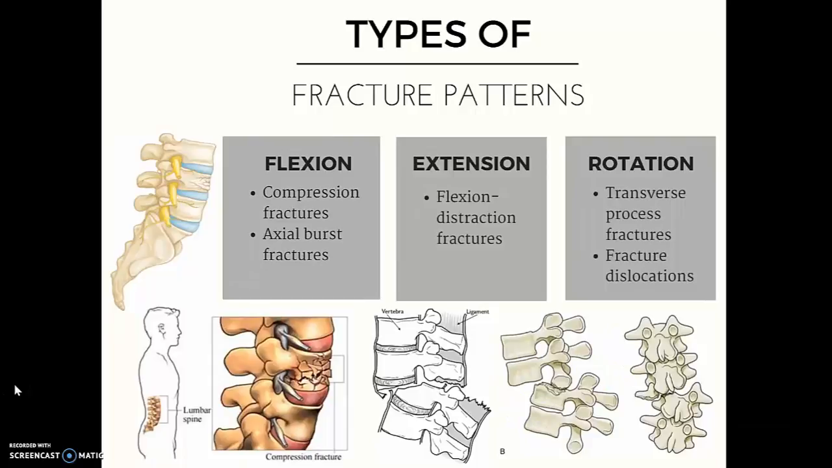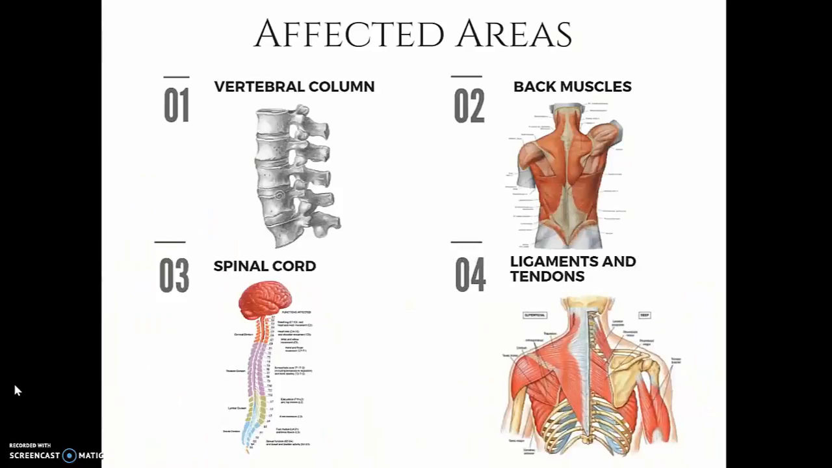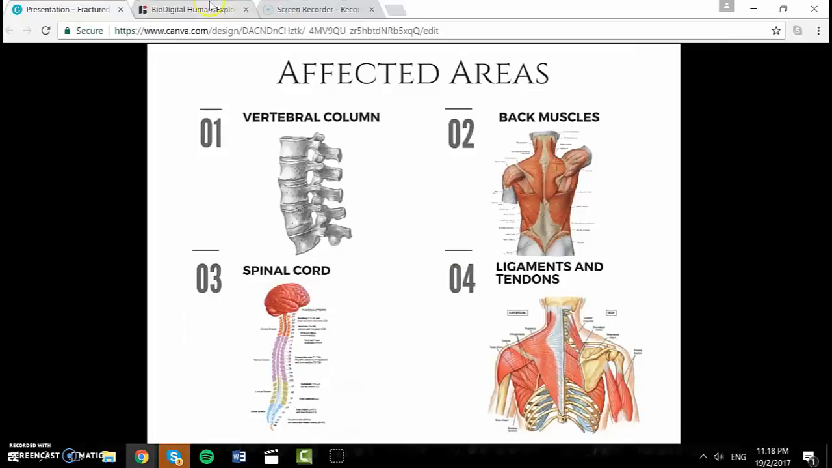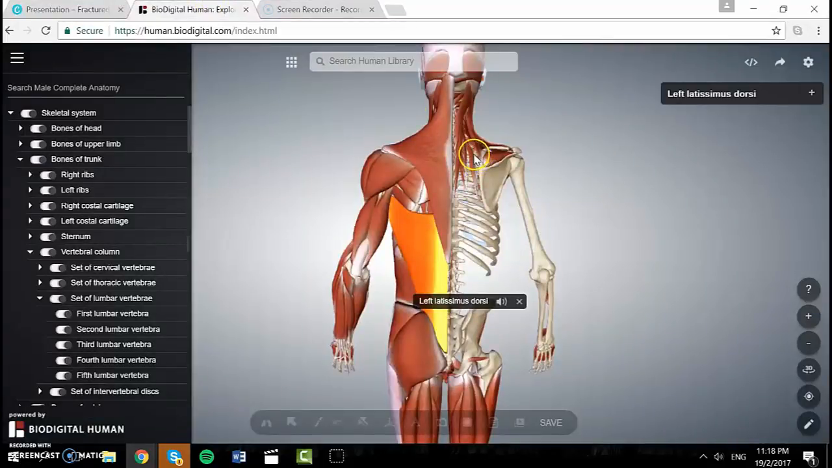A fractured lumbar vertebrae can affect these parts of the body: the vertebral column, the back muscles, the spinal cord, and ligaments and tendons of the back muscles. Now this is where we're going to use our BioDigital Human here. I've dissected this part so that you can see the skeleton here and you can see our back muscles here.